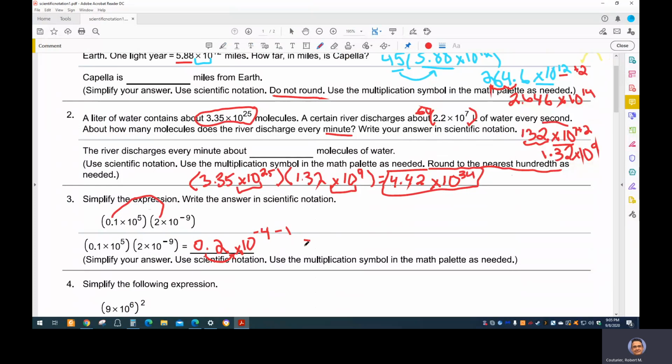Now we can rewrite the final time. We have 2 times 10, and -4 minus 1 is a -5. And then that would be it. We're good to go there.